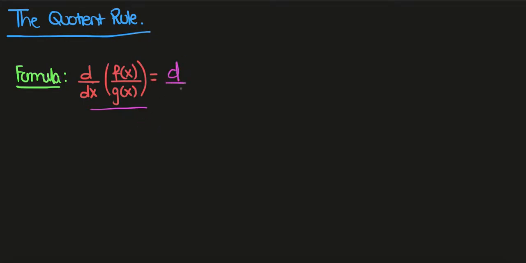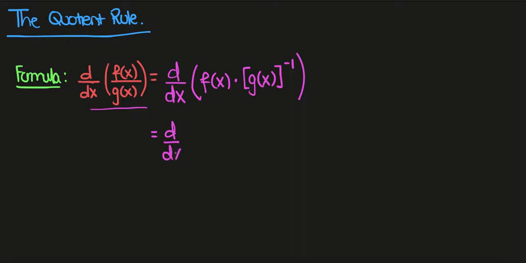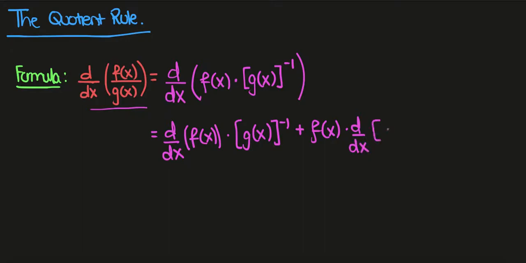What we'll do is use the fact that we know the product rule and the chain rule. We'll write this as the product of f of x and g of x to the negative 1. Then the product rule says that this becomes d on dx of f of x times g of x to the negative 1 plus f of x times d on dx of g of x to the negative 1. Now d on dx of f of x is just f prime of x, and we can write g of x to the negative 1 as g of x in the denominator.